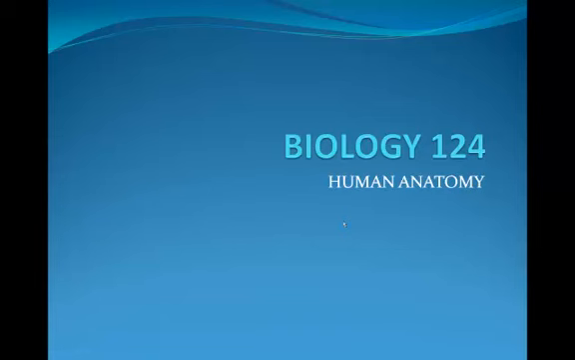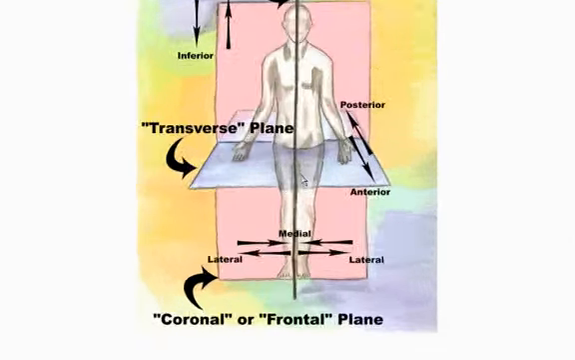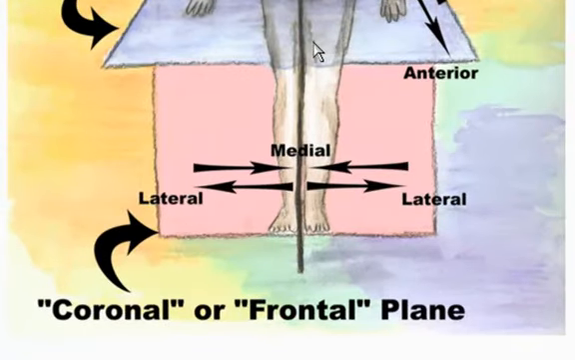This is Biology 124, Human Anatomy. Anatomy is the study of structure. To study the anatomy, we cut the body into specific sections or planes. Coronal or frontal divides the body into anterior or posterior parts.